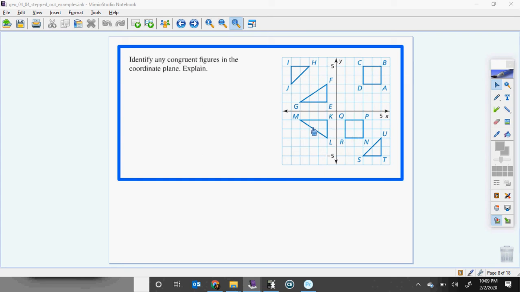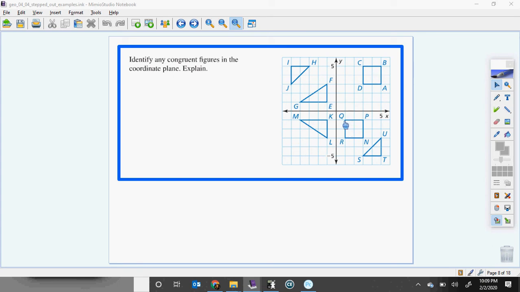Let's look at these two triangles. Well, it has a side length of 3, a side length of 2, and then combine those, 3, 2, combine them, and a 90-degree angle. So I know that these are congruent. They are reflected about the x-axis.